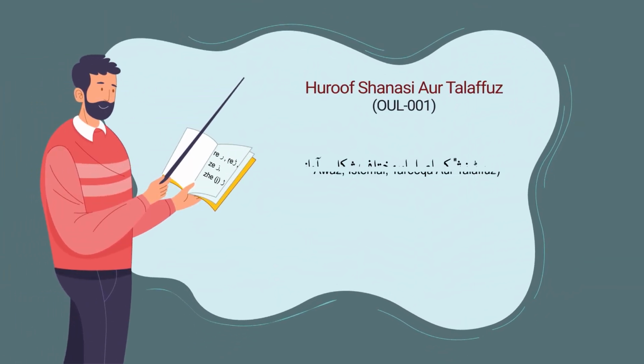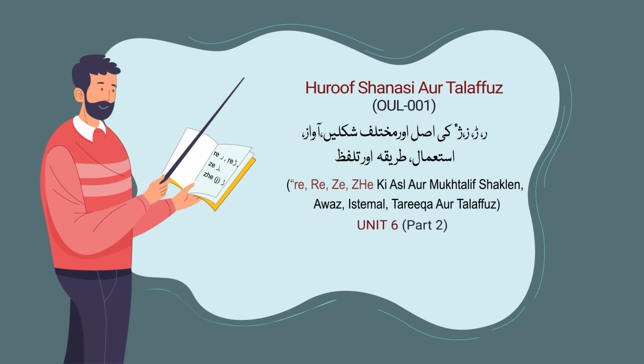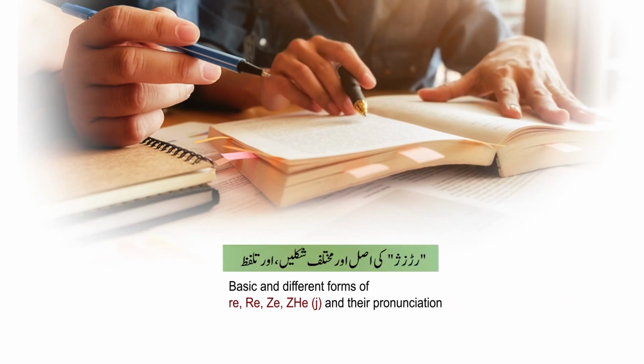Dear learners, in this lesson we'll talk about the alphabets of Re, De, Ze, Zhe. इस सबक में हम रे, डे, जे, जे के बारे में गुफ्तगू करेंगे. We get some basic information about this group. Now we'll see the basic and different forms of Re, De, Ze, Zhe and how they are named or pronounced.